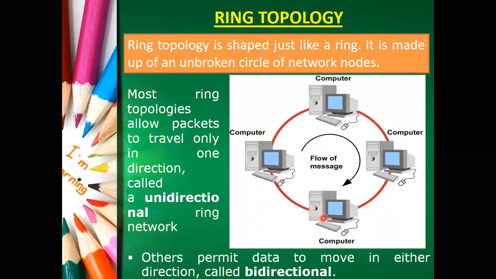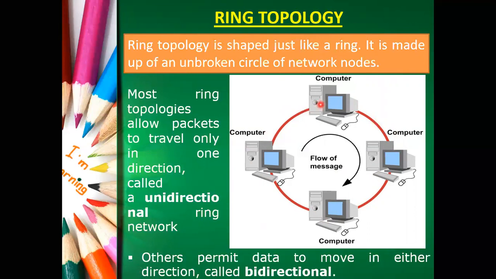Third type of topology is ring topology. As the name shows, in this topology, computers are connected to each other in a circular form or in the form of a ring. In this topology, the first computer is connected to the second, and the second to the third, and so on. And the last computer is always connected to the first one, and data will flow in the form of a ring or in the form of a circle.